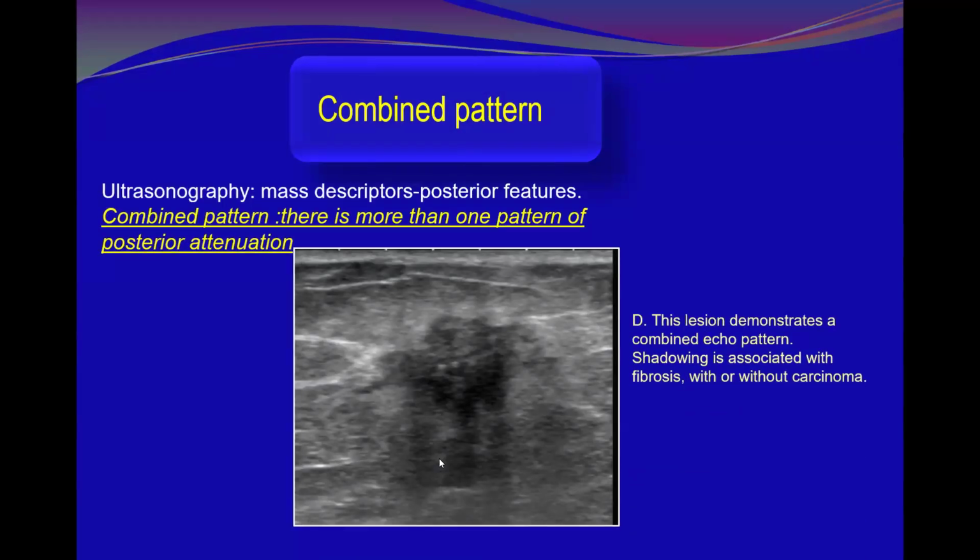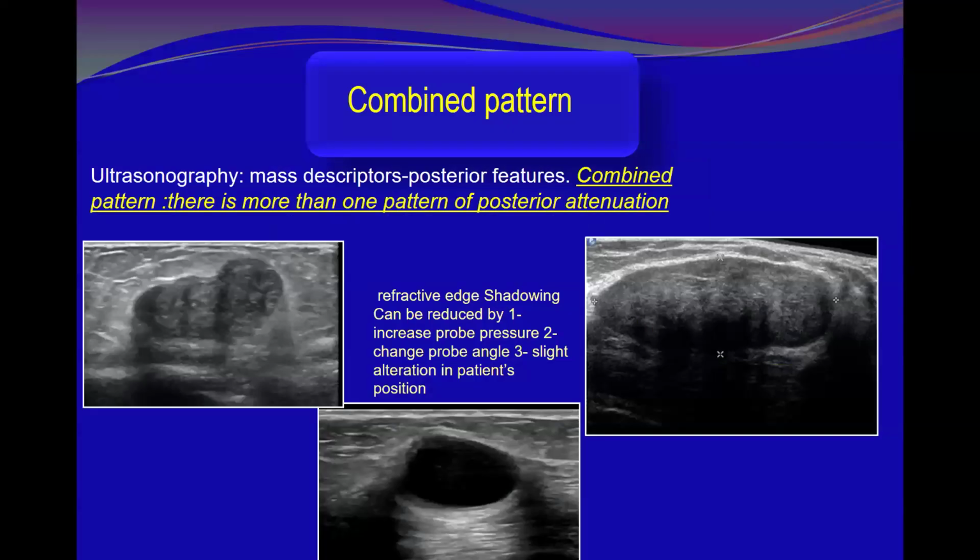So this is a combined pattern, and if I look here, I can see a column of posterior shadowing, a column of posterior enhancement, and edge shadowing. Again, here I can see edge shadowing, not only at the lateral margin, but also from this undulation here, giving also edge shadowing. We call this refractive edge shadowing. It can be reduced by increased probe pressure. When you add more pressure, you can reduce this edge shadowing, okay?